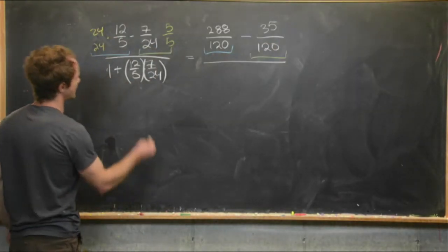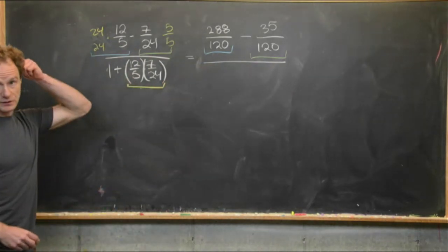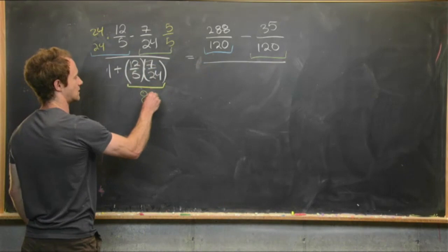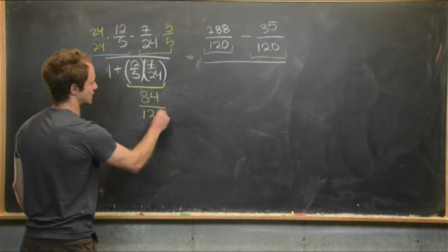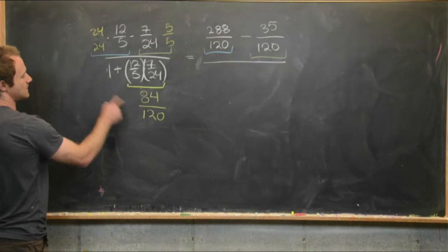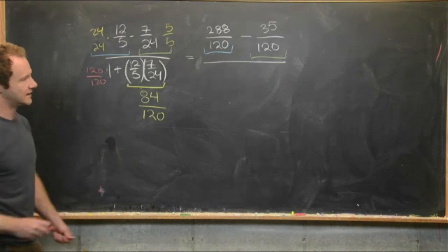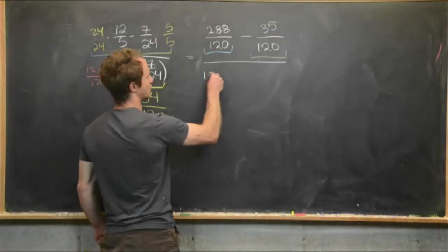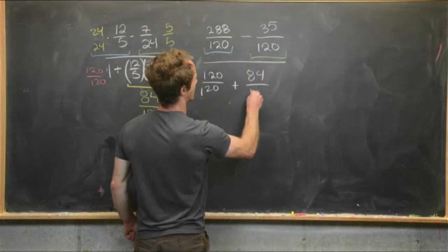Maybe before we move on to the next step, notice that this is a product of two fractions. So we can just take this product. So 12 times 7 is 84. 5 times 24, well, that's lucky because it's the same thing up here, so it's 120. And that tells us that we need to write this 1 as something with a denominator of 120. So we'll use 120 over 120. Now we can rewrite the denominator as 120 over 120 plus 84 over 120.